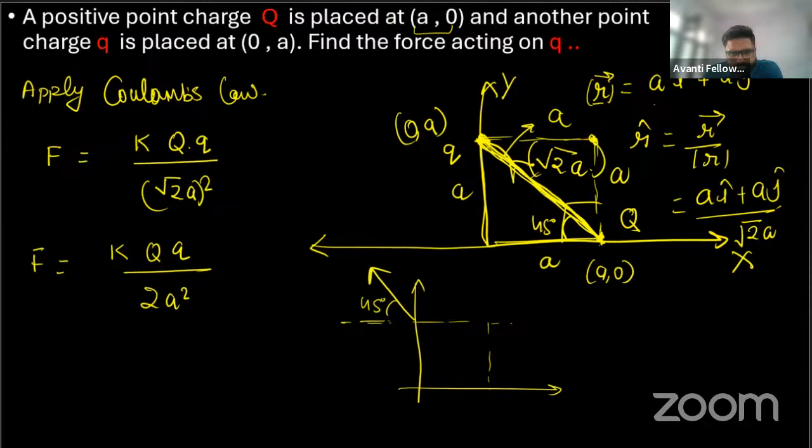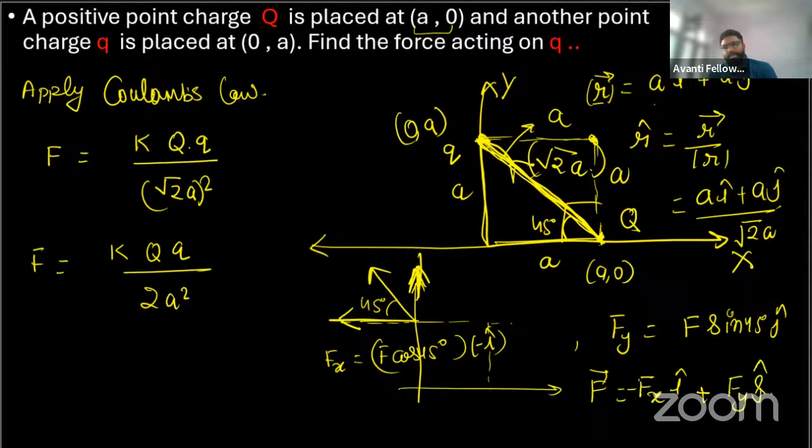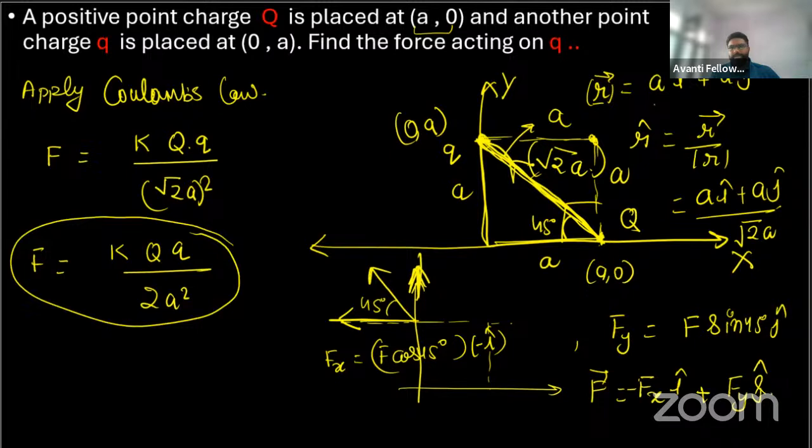So what you will do is resolve this force into two components, which is Fx equals F cos theta, cos 45, and F cos 45 is acting in minus i cap. And Fy is nothing but F sin 45, because one component will be in this direction, F sin 45 j cap. So the net force here is minus Fx i cap plus Fy j cap. Now Fx and Fy are the same. This is nothing but the magnitude of the force F, and you have already calculated the magnitude. Put the value here and get the answer.